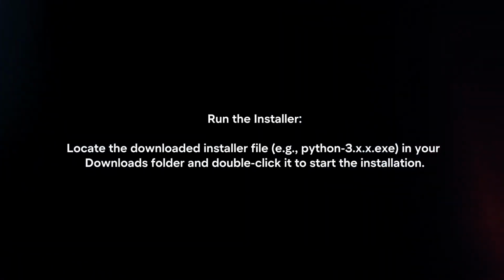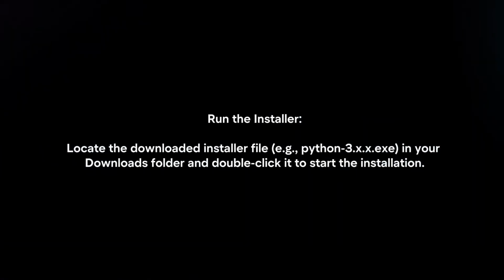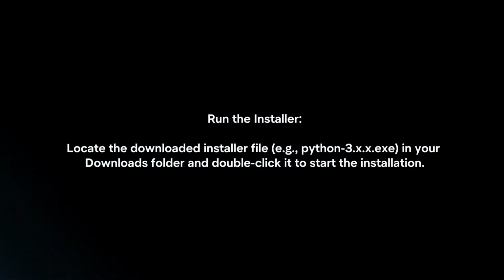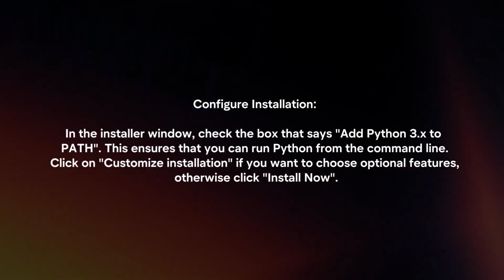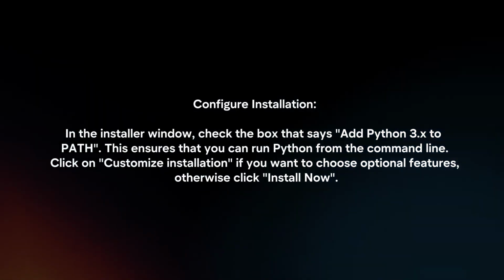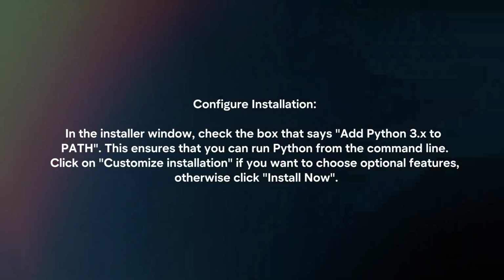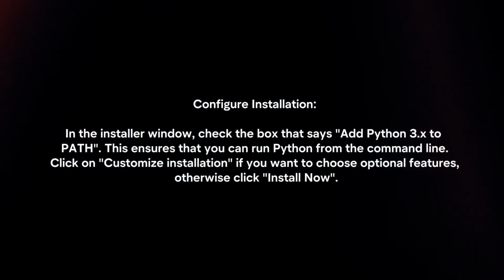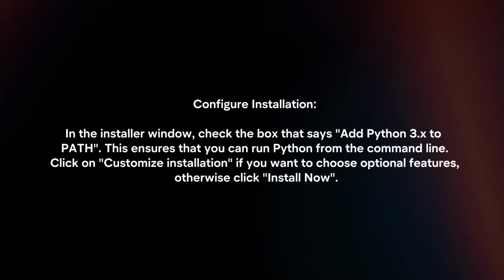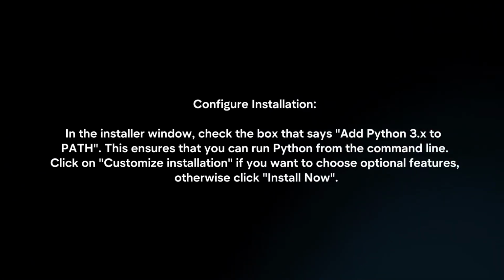Run the installer. Locate the downloaded installer file in your Downloads folder and double-click it to start the installation. Configure installation. In the installer window, check the box that says Add Python 3.x to PATH. This ensures that you can run Python from the command line. Click on Customize Installation if you want to choose optional features, otherwise click Install Now.